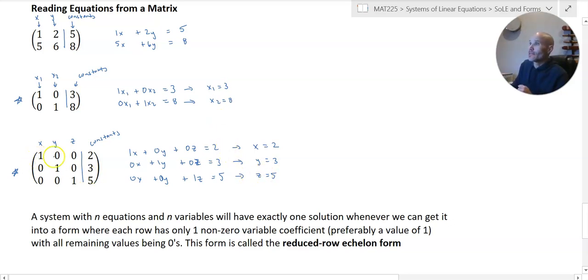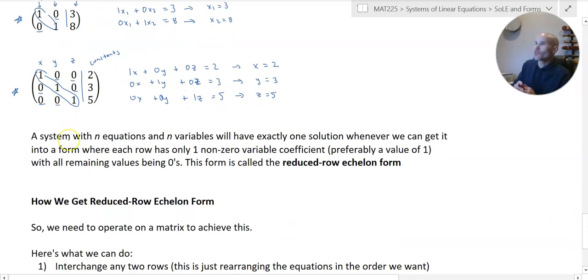And then in the third example here, we have a 1, 0, 0. So that again is one non-zero value and then other zeros. 0, 1, 0, 0, 0, 1. Having these ones along the diagonal like this and then zeros everywhere else, this is what we call reduced row echelon form. Will it always look like this? No, it'll only look like this if there are exactly the same number of equations as variables and there's exactly one solution. We'll learn more about other forms later on.